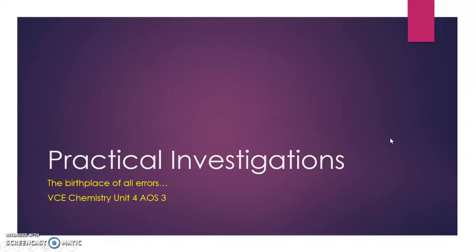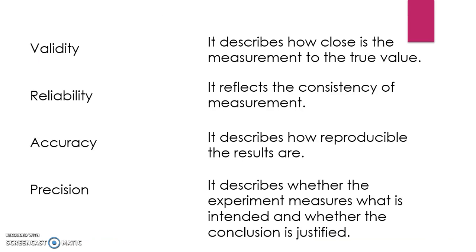VCE Chemistry, Unit 4, Outcome 3, Practical Investigations. In VCE practical investigations, we're often asked to comment on one of the following 4 aspects of an experiment: validity, reliability, accuracy, and precision. So what is validity?